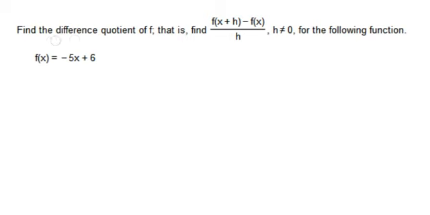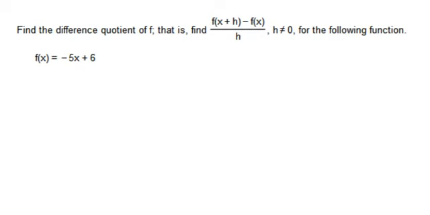On this question, we want to find the difference quotient of f, that is, find f of x plus h minus f of x over h, so this is the difference quotient, where h is not equal to 0, for the following function, f of x equals negative 5x plus 6. So we want to do the difference quotient calculation, so we need to do this calculation here.